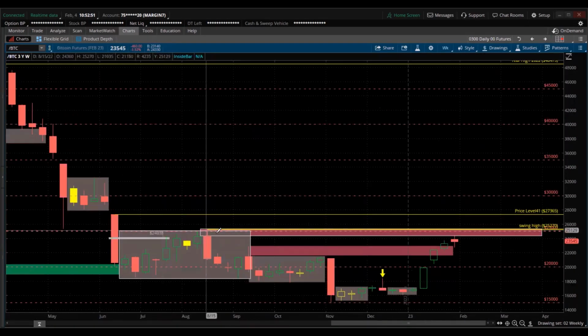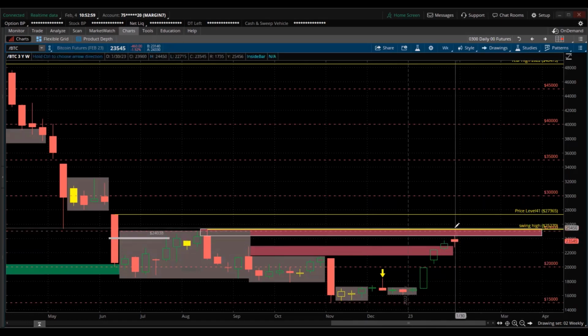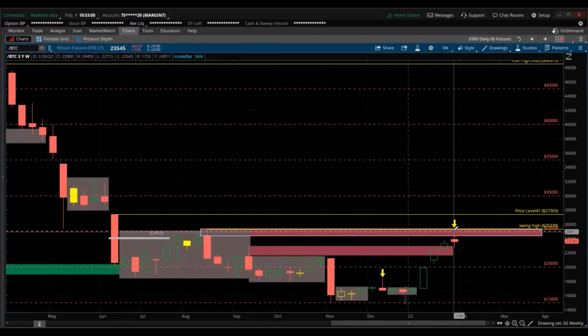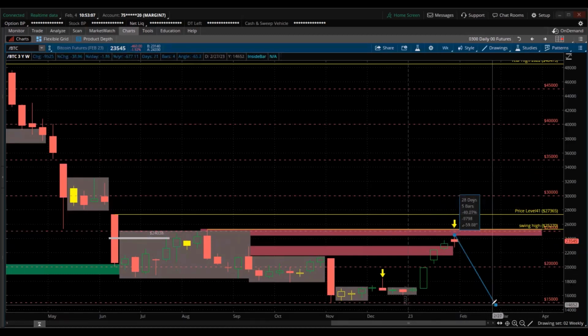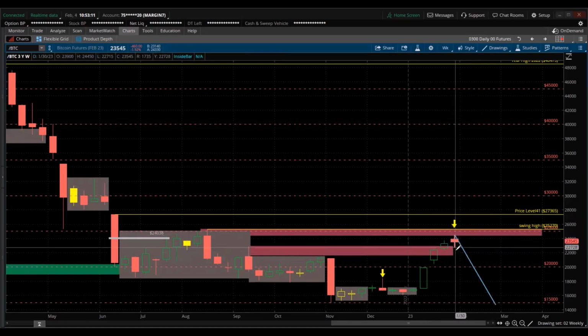And prior supply zone of sellers. Tested it, rejecting it. Looks like a doji forming here. Looks like it might be getting ready to reverse. Put an arrow. There we go. Potential reversal going down. Understand, this alone does not show you where the trigger is nor the entry. It just shows you a pattern setup for me.